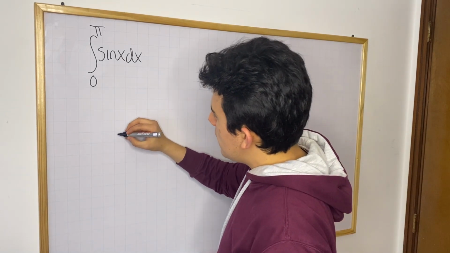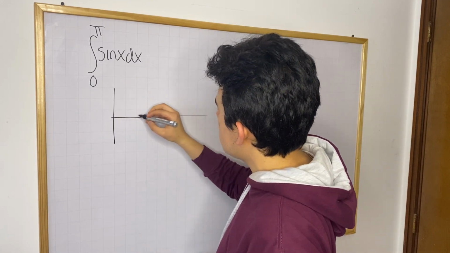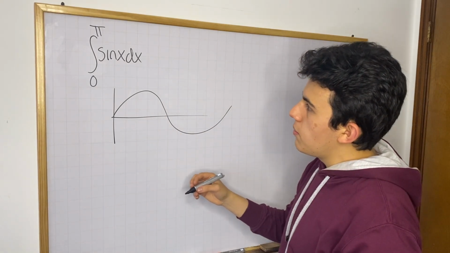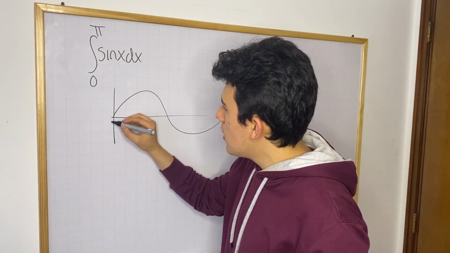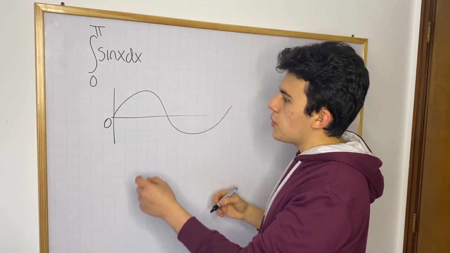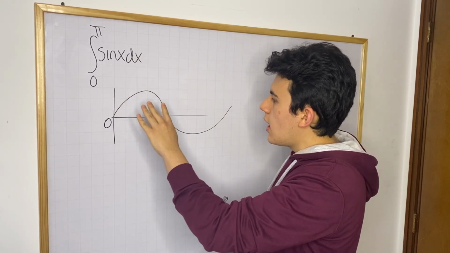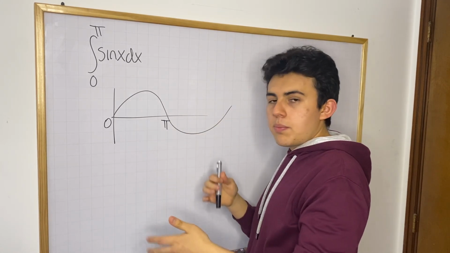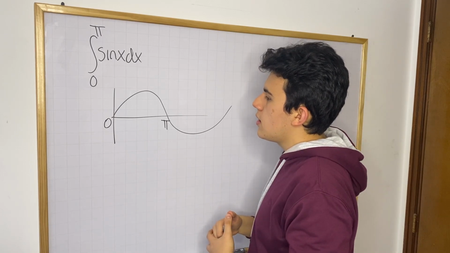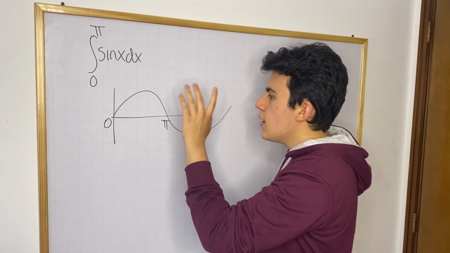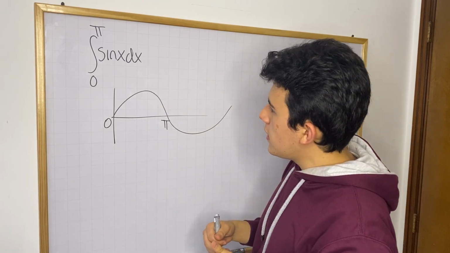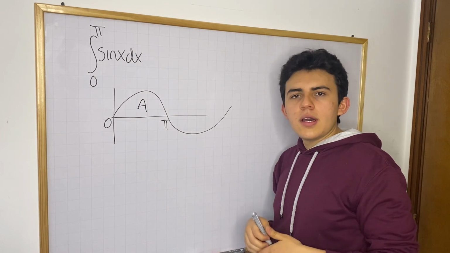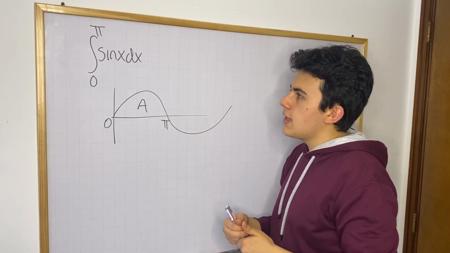Remember, the sine function is going to look something like this. Sine evaluated at 0 is 0, and the roots of sine can be found at every multiple of pi. So 3 pi, 2 pi, 5 pi, 4 pi, you're going to find the roots of sine right there. So this area that we're going to find here is going to be equal to this definite integral, and that is what I want to do today. So let's find how much that is.